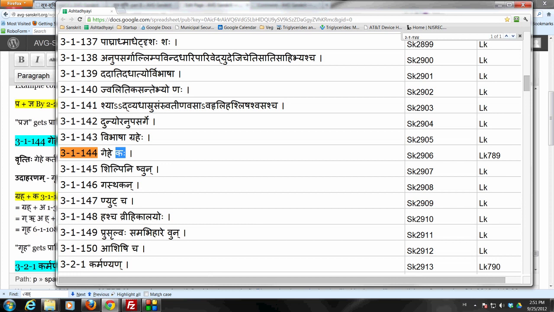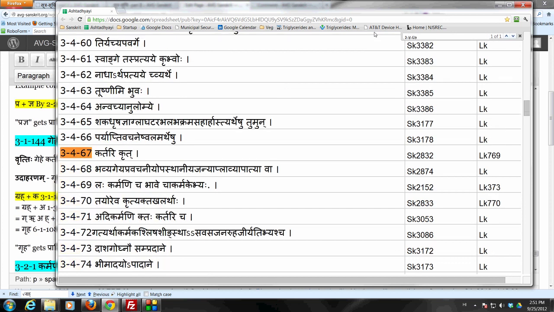Geha, geha is house or home. So gehe kaha, that is the sutram. Now, of course, we have to remind ourselves by 3.4.67 kartari krit. Kartari krit, that unless specified otherwise, every krit affix is used in the sense of kartari.